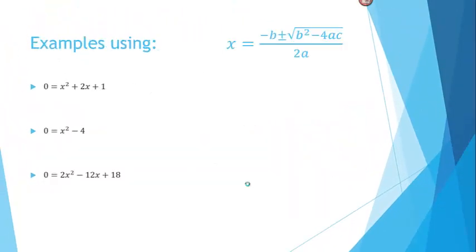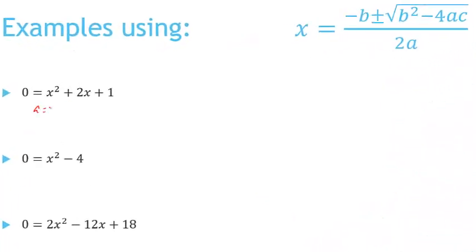Next. Oh, examples, yay. Alright, so, examples. Let's first figure out what a, b, and c are. So a equals 1, b equals 2, c equals 1. And we can obviously factor this one. This would factor to x plus 1 squared. But let's go ahead and get started, okay?